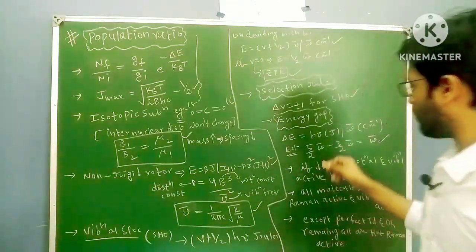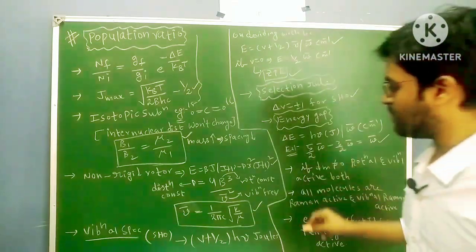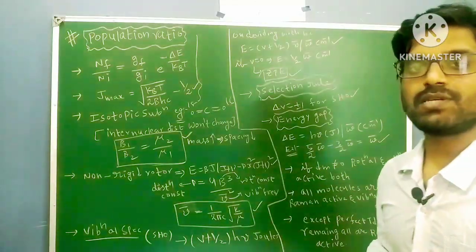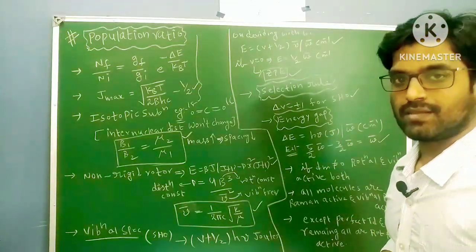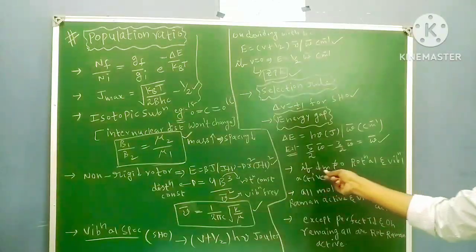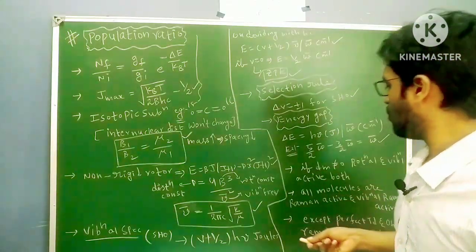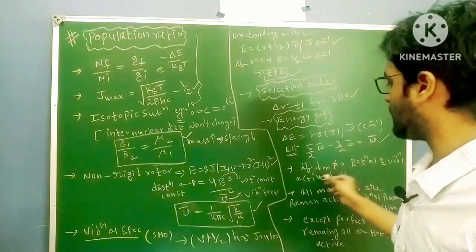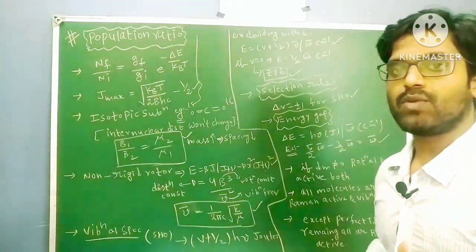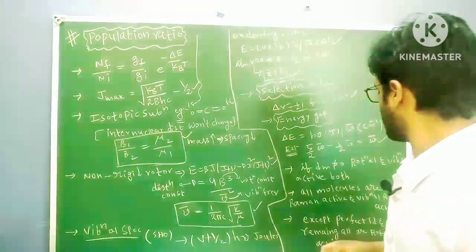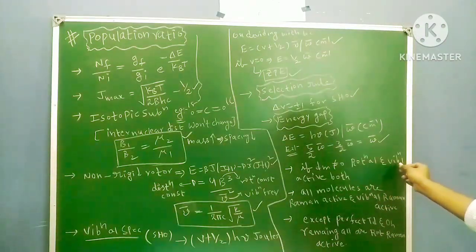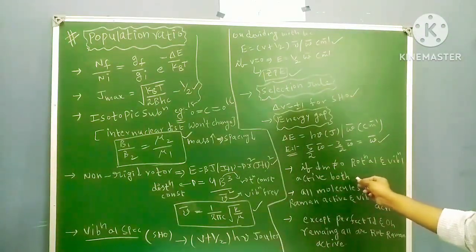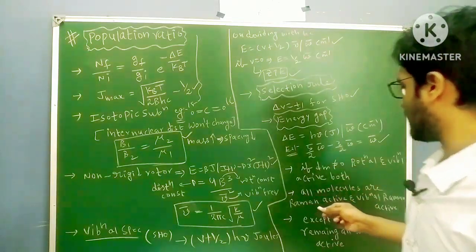So next important points, 3 important points are there. You have to remember these 3 important points. Question will definitely come on these 3 points, right? The first one is if the molecule has a dipole moment, that means dipole moment not equal to 0, then that molecule is rotational and vibrational active both. Okay, that molecule is rotational and vibrational active both.